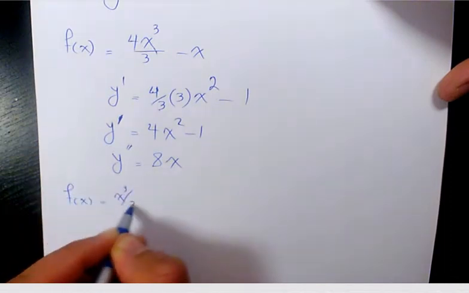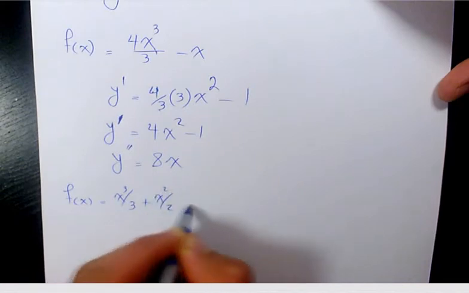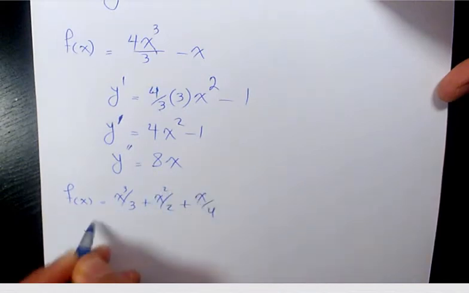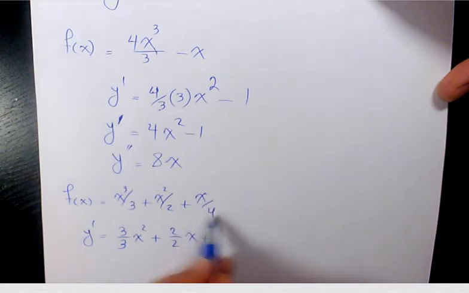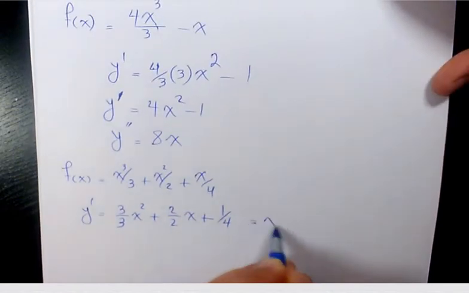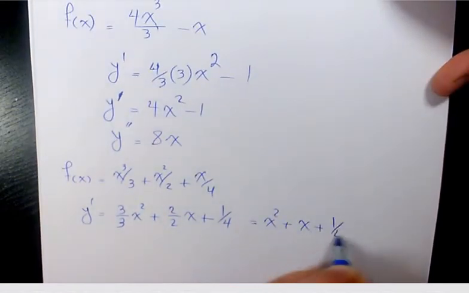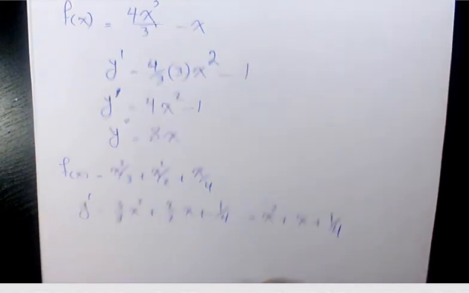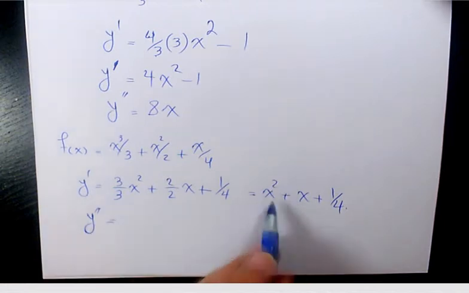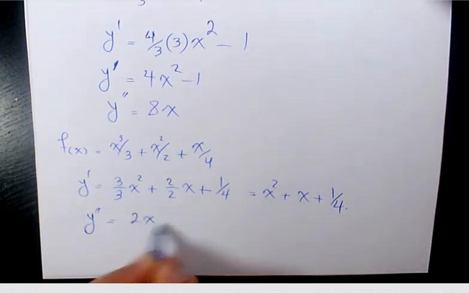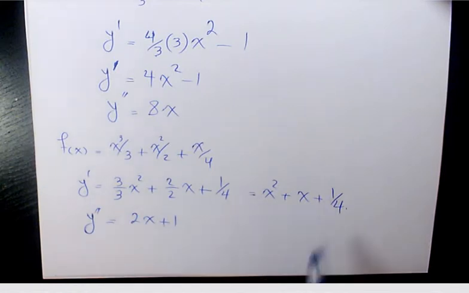Next example. X cubed over 3 plus x squared over 2 plus x over 4. Y prime. The derivative will be 3 over 3 x squared plus 2 over 2 x plus the derivative of x over 4 is 1 over 4. When you simplify, this is going to be x squared plus x plus 1 over 4. Next one. Y double prime is going to be, the derivative of x squared is 2x, the derivative of x is 1, the derivative of 1 over 4 is 0. So 2x plus 1.